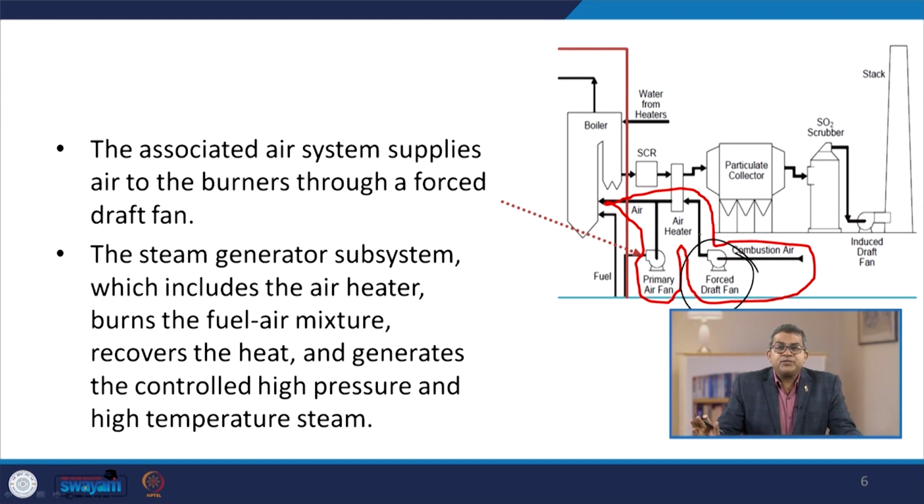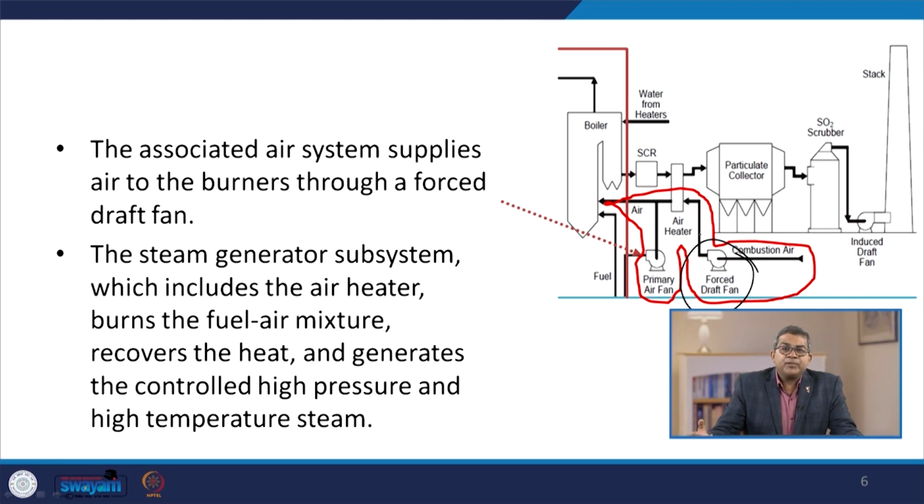Now the steam generator subsystem includes the air heater, because normally if you supply atmospheric air, then definitely the efficiency of the boiler would be on the lower side, because the atmospheric air is roughly available at say 25 to 30 degrees Celsius. So you need to have some air heaters so that the temperature difference can be minimized.